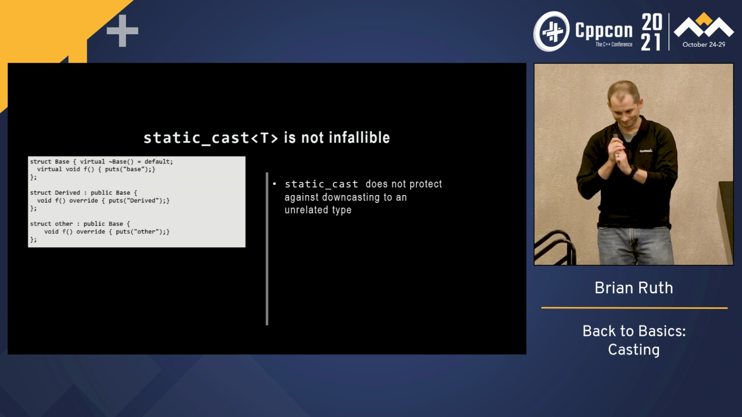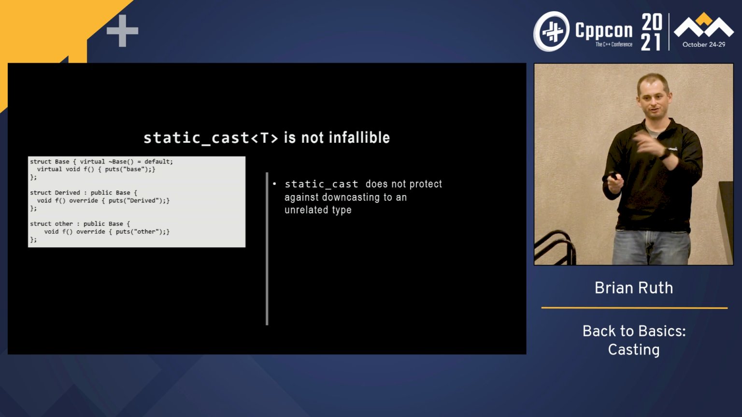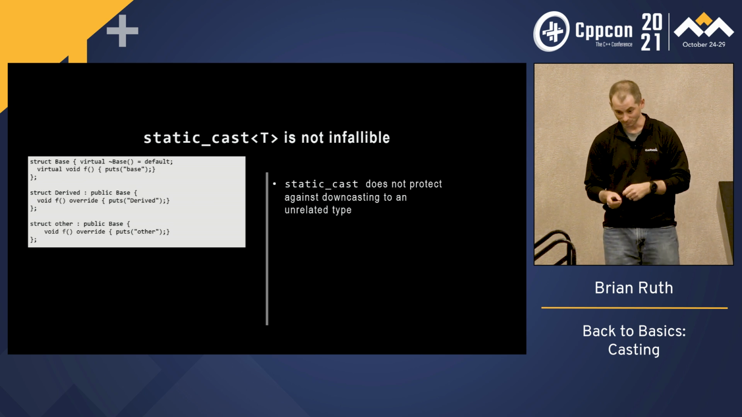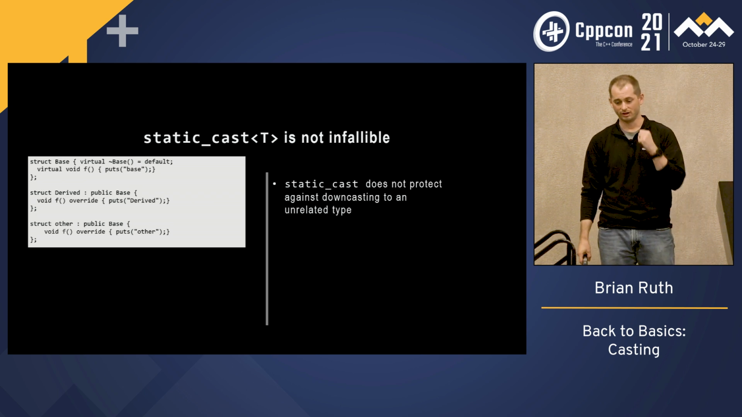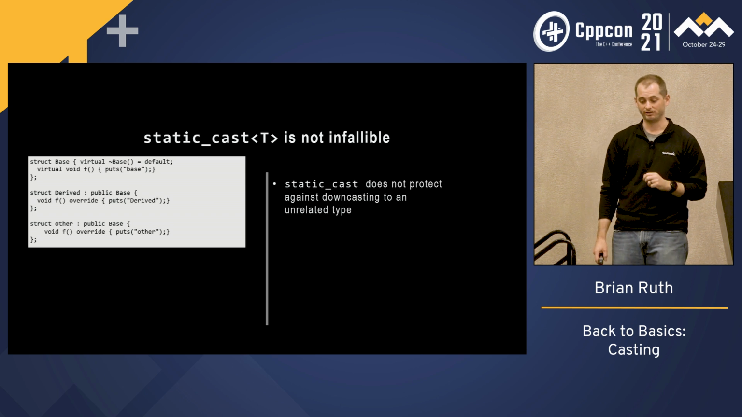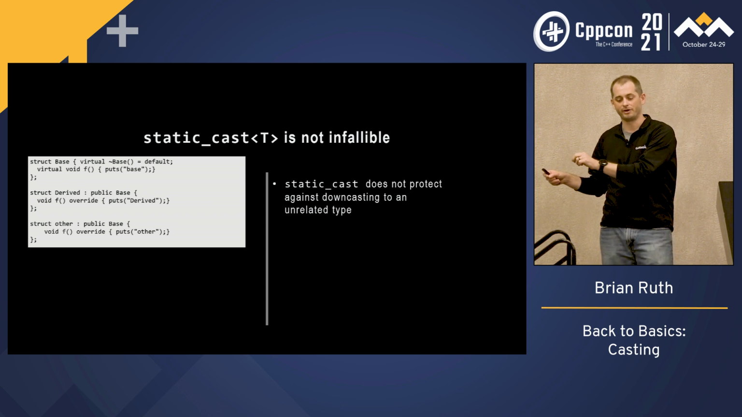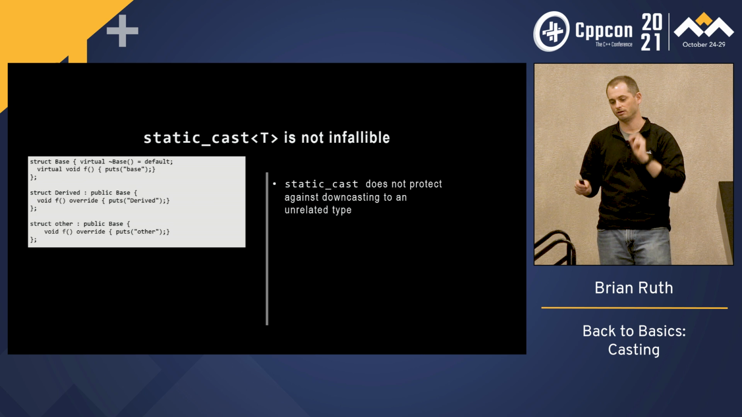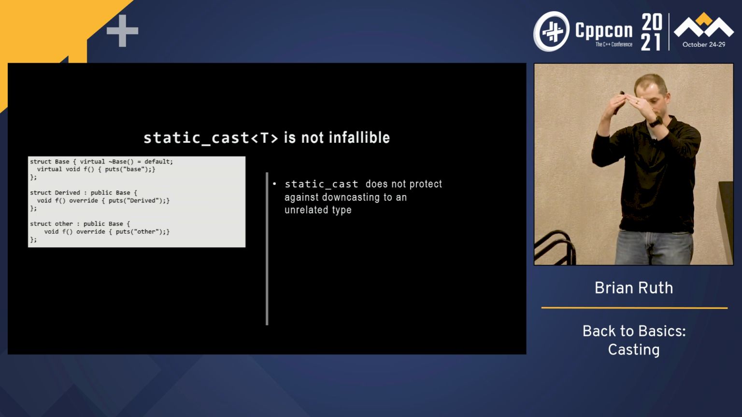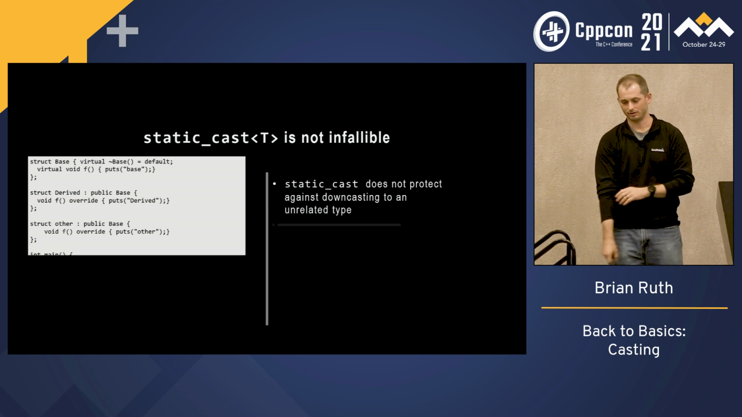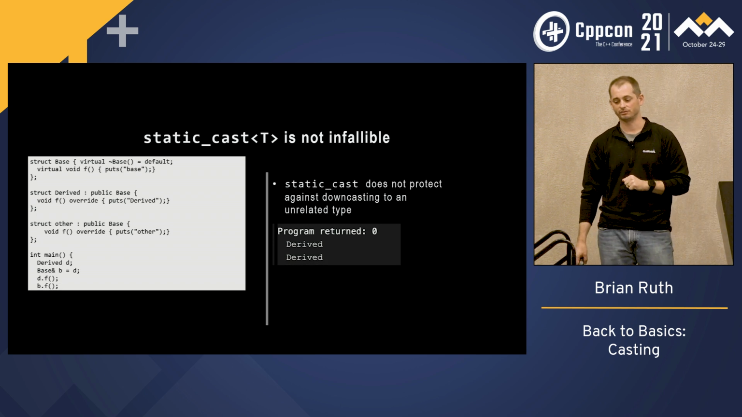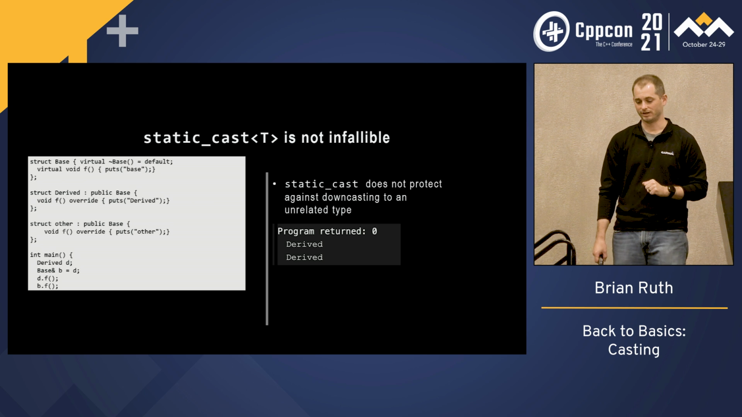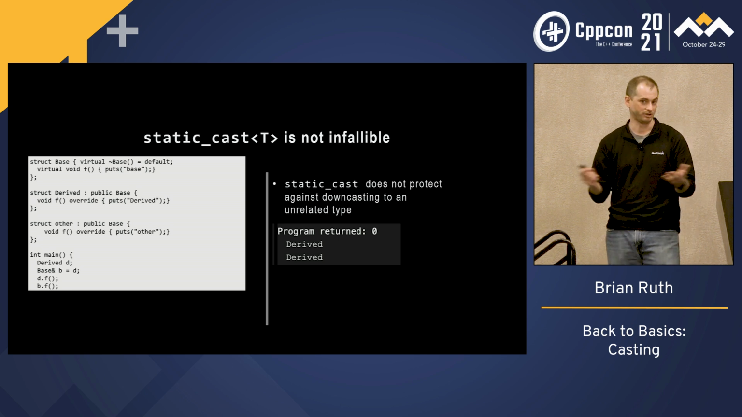It's not infallible. So I was saying static cast allows you to go up and down the inheritance hierarchy. Well, here we've got our base class that has a base print. We've got our derived class that inherits from base. We also have an other class that inherits from base. But other and derived are in no way related to each other other than through their parent. So if we have a derived and we convert it to a base and we call d and b.f, we see derived because it's a derived object.